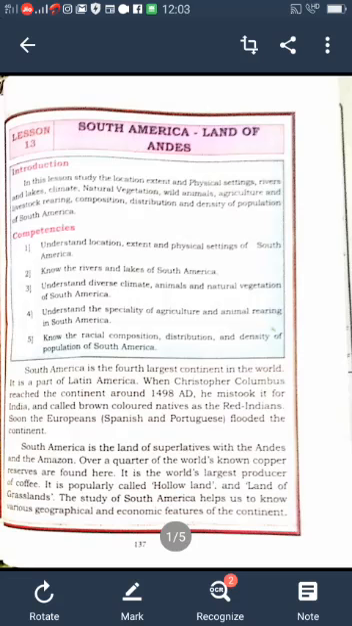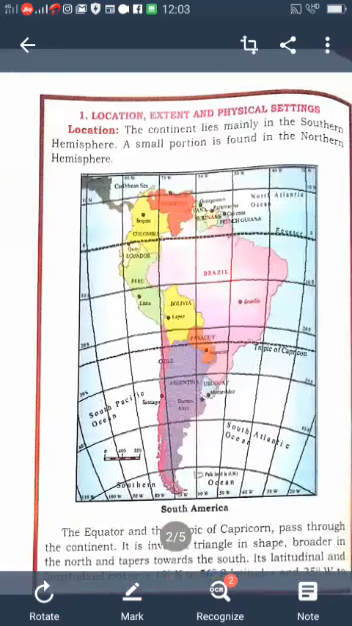Understood? The Andes and Amazon make it a land of superlatives, and it is a reserve for copper. It is famous for copper, and it is also the largest producer of coffee. South America is popularly called Hollow Land and land of grasslands. So when you learn about South America, it helps us to know the geographical and economic features of this continent. Understood?